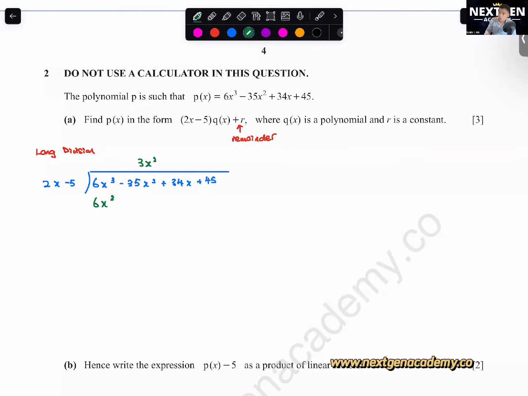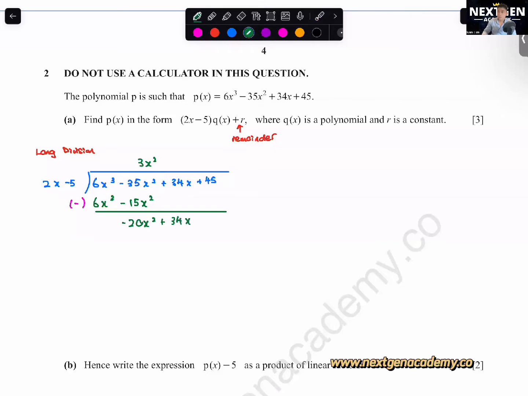It'll be 6x cubed minus 15x squared. Okay, we're going to minus this. Oops, I don't want so many colors. Okay, please let me know if I make any mistakes. Sometimes I might have calculated wrongly also. Okay, minus. What I want you all to do, make it a habit to write the negative over here, so that you remind yourself that you are doing this minus this. You don't get confused with the symbol. Okay, so minus 35 minus 15x squared, you'll get minus 20x squared.